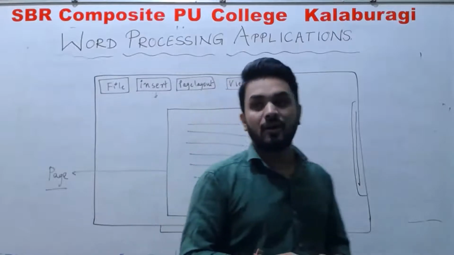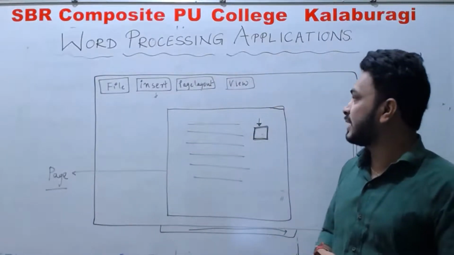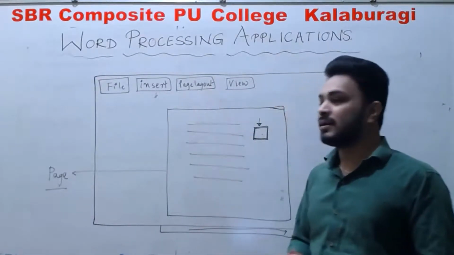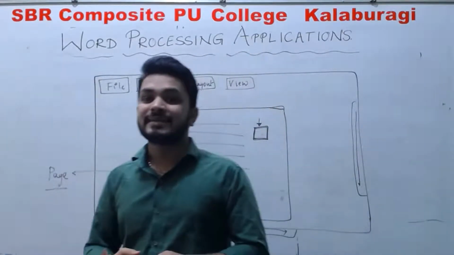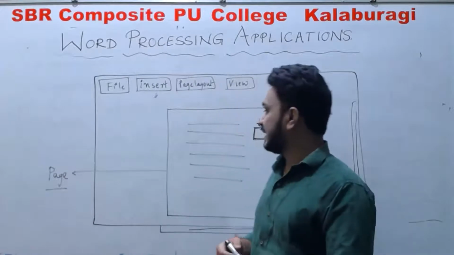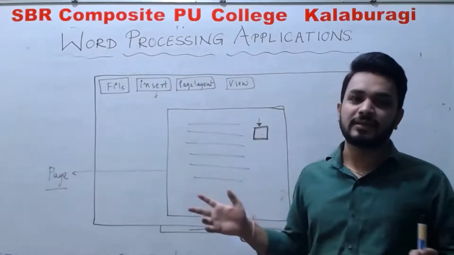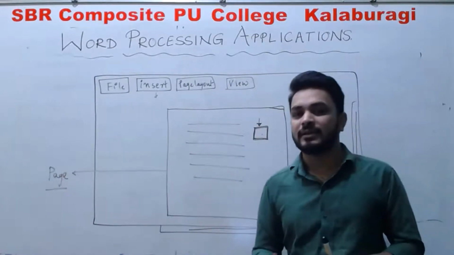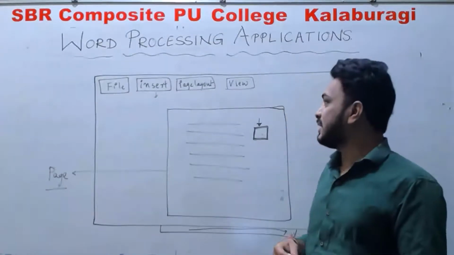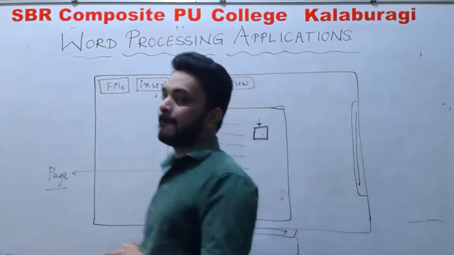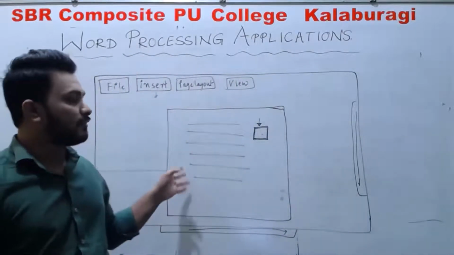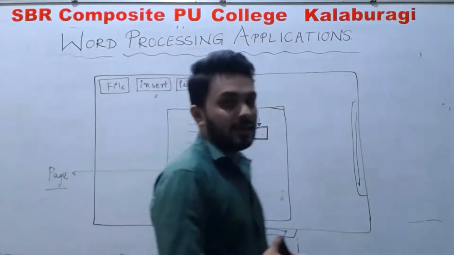So this is how exactly a word looks like. Page layout means you are creating or modifying the size of the page, right? Like A4, A5, A6, width, height, all these sizes you can include in the word processing application. View means it will give the exact view of a page, right?